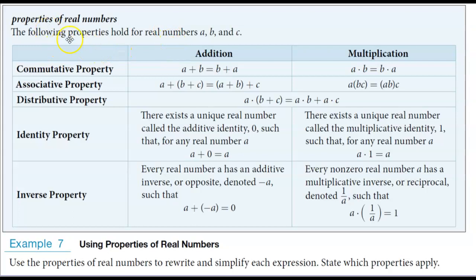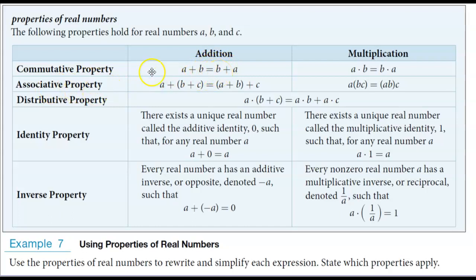Okay, here we have properties of real numbers. The following properties hold for real numbers a, b, and c. We have the commutative property of addition, which says a plus b is equal to b plus a, and also the commutative property of multiplication, which is a times b, which is equal to b times a. So the order changes on the opposite sides of the equal sign.